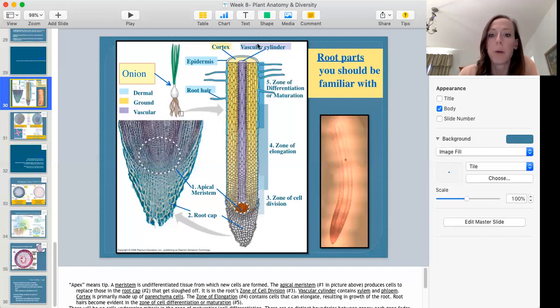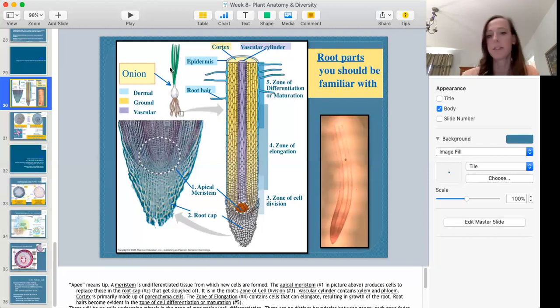And then above that is the zone of differentiation or maturation, where you're starting to see some specialization, and you can observe that by the fact that these little root hairs are emerging to increase surface area for water and mineral absorption for the root. So you can see that's now typical of the zone of differentiation.